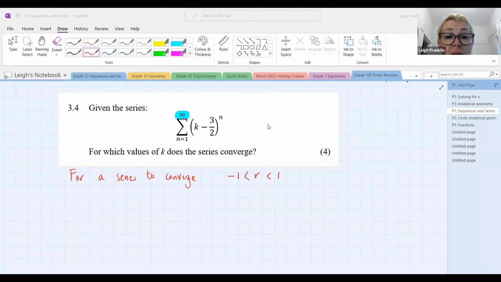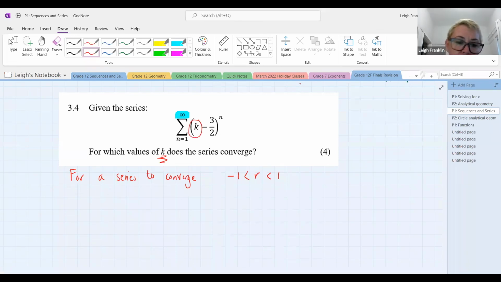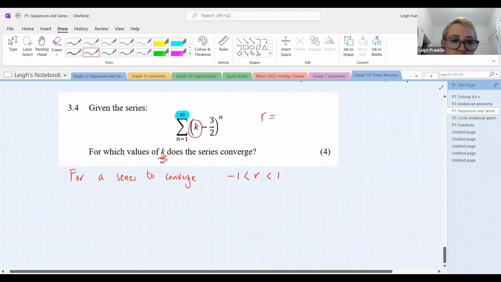So Tumelo, we're actually not evaluating here. What we're doing is we're working out the values of K for which the series converges. So they don't want us to sub in, because look here, we've got two different variables. They want us to solve for K. So even if we did sub the 1 in, we would have all our terms in terms of K. So R is greater than -1, but smaller than 1. So the question is, what is R equal to? What are they telling us here? What is R equal to?